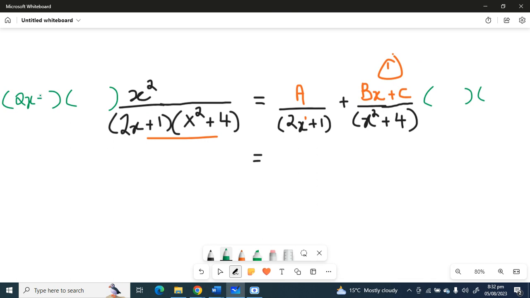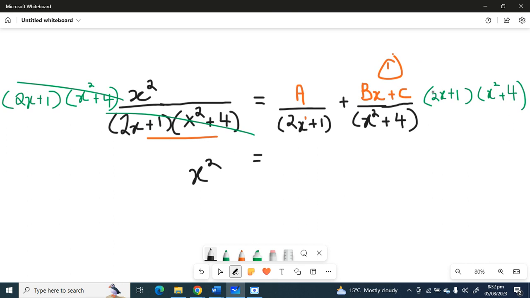2x plus 1, x squared plus 4. Even this side, 2x plus 1, x squared plus 4. All right, so on the left hand side, this gets cancelled out, this gets cancelled out, we remain with x squared.